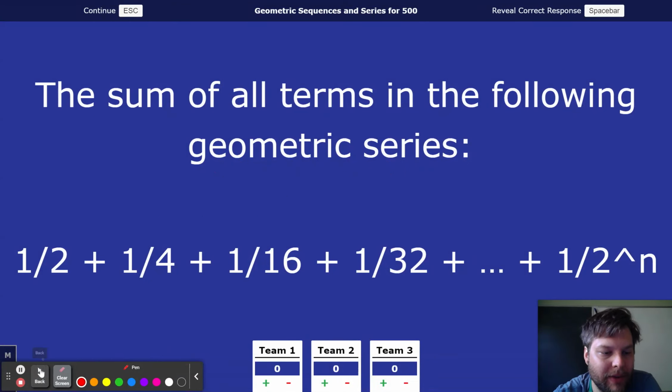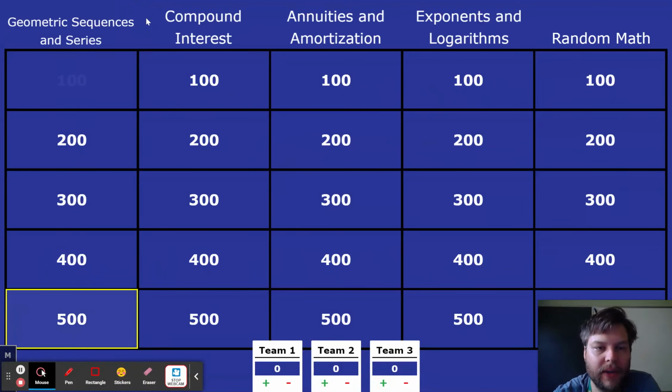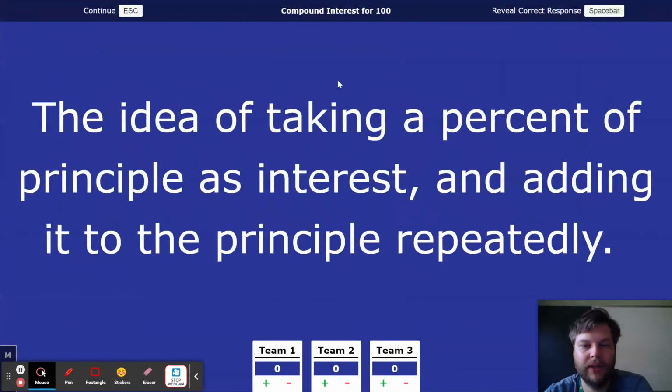So that's it for the geometric series and sequences. Let's go on to compound interest. Well, this first one, the idea of taking a percent as interest and adding it to the principal repeatedly, that is just the definition of compound interest.